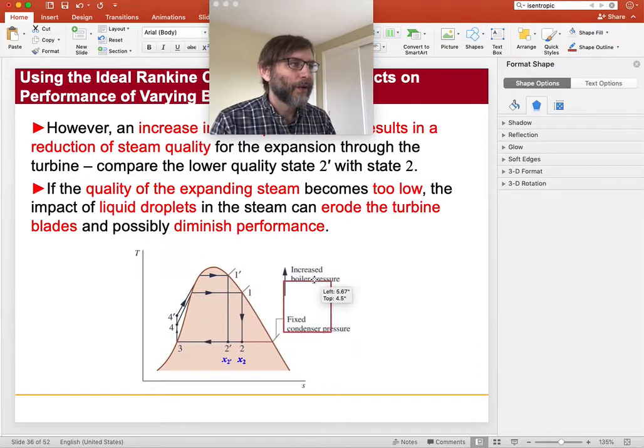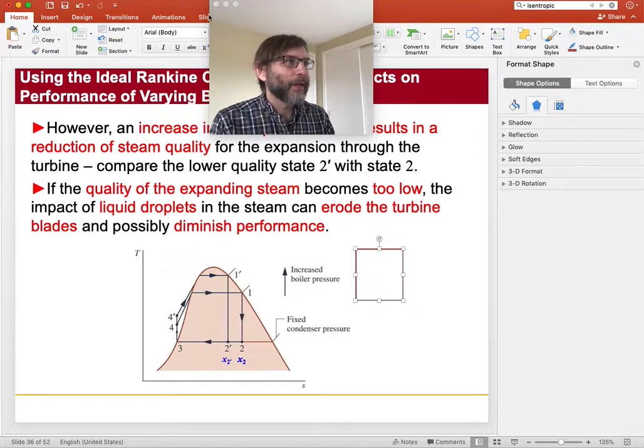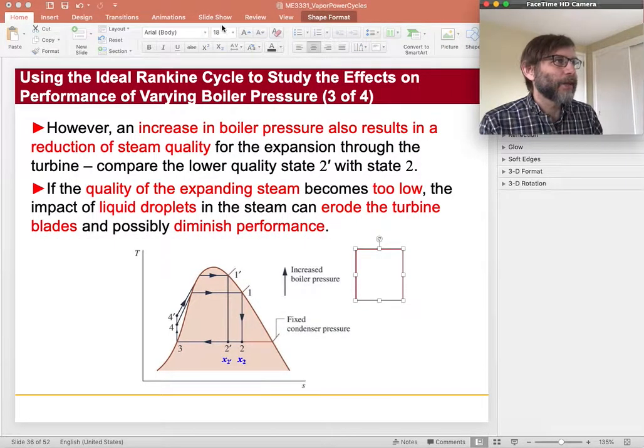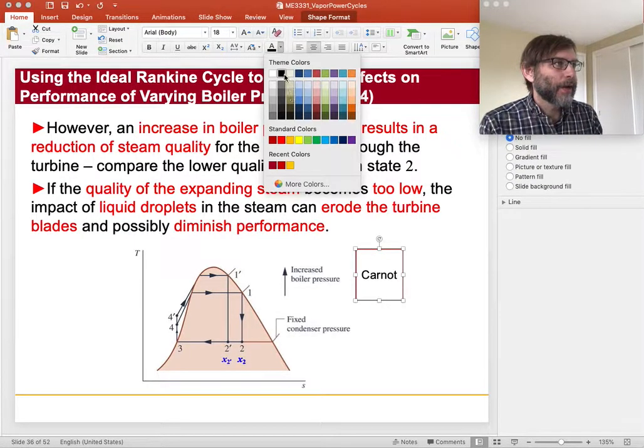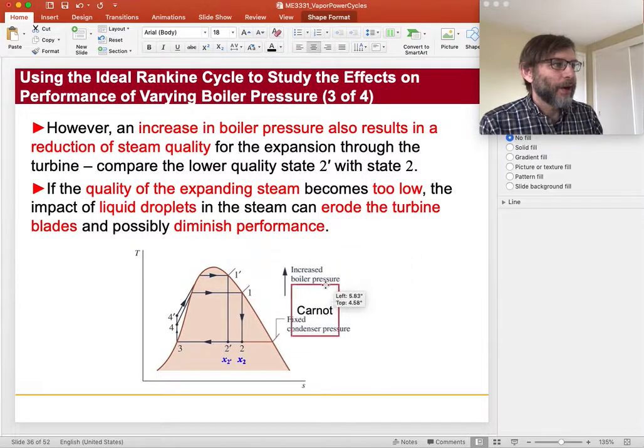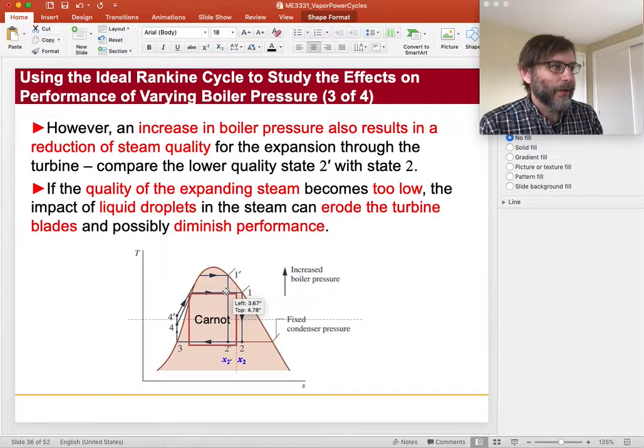Okay, so here's Carnot. We could just say that the Carnot cycle is this square. Where's my text? Oh, here it is. Okay, so Carnot's here, and you can say it's a box, and you move it in here, and then you can make the Rankine cycle like a Carnot cycle.